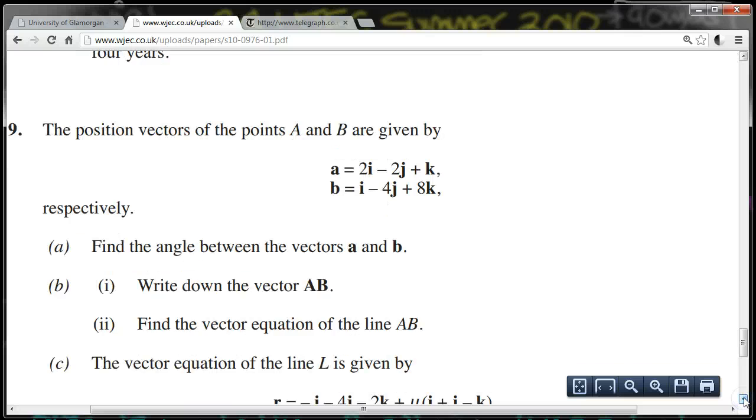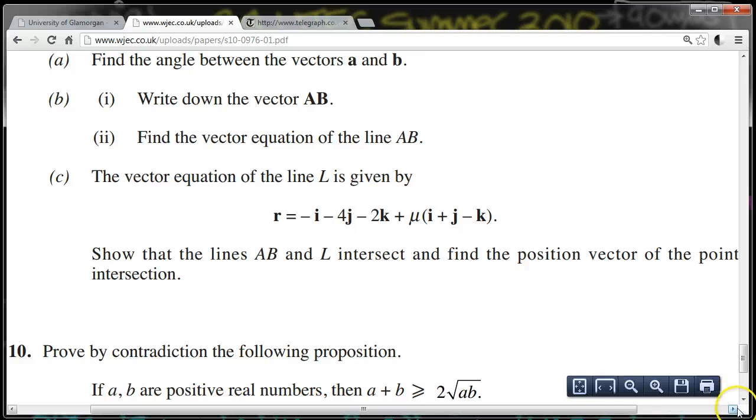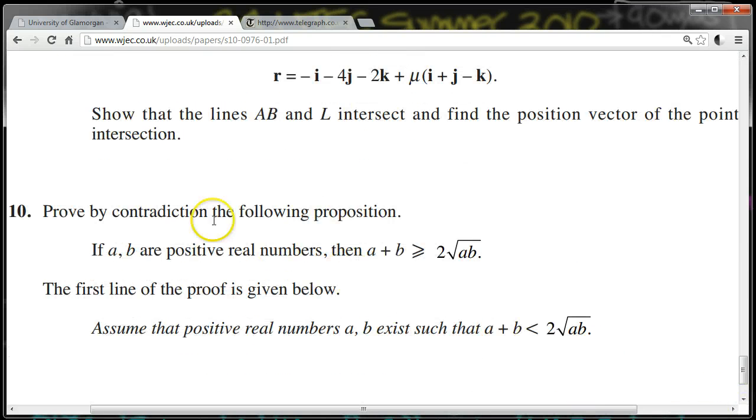9 is vectors, dot product, and then directional lines as well here and there. 10 is on proof, method of contradiction here. Prove by contradiction the following proposition. So they start you off with the first line of proof, and then you've got to continue to reason with the reader and write it in the mind frame of the reader, so that you try and write down what you would want someone to understand from what you've written. So bear that in mind when you write out your reasoning, to use that proof by contradiction method. So look out for that question.